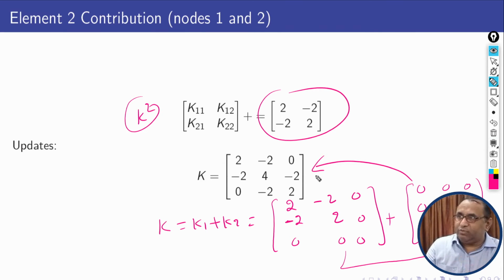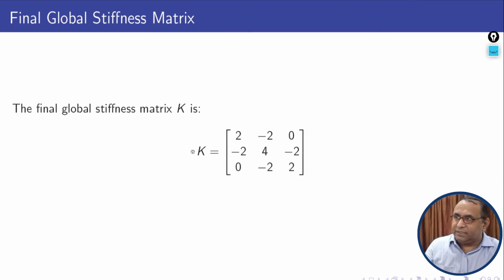So in this way we can easily update for global stiffness. This is the first local element and this is the second local stiffness, and by combining in this way we can easily establish the global stiffness matrix. And hence this is the final global stiffness matrix: K is equal to 2, minus 2, 0, minus 2, 4, minus 2, 0, minus 2 and 2.